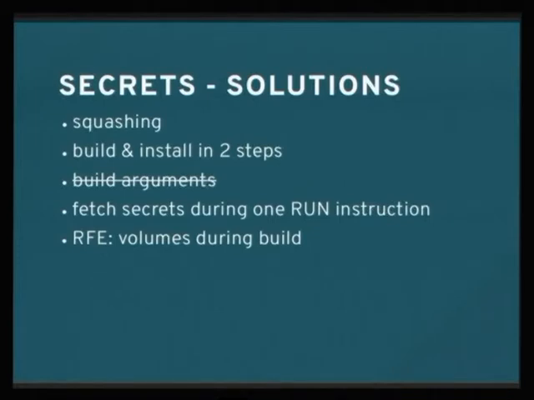The first solution, which we are actually using, is squashing, because if you squash those layers, the file has never actually been there. That's a really great solution. Another solution I found on the internet is to build in two steps. If during build you want to fetch your application from the internet and you need to authenticate, you can do that in one Docker file, and write another Docker file which will actually install the application. That's pretty okay, but definitely not for everyone, because you might want to authenticate with some service if you want to install, for example, a package manager.